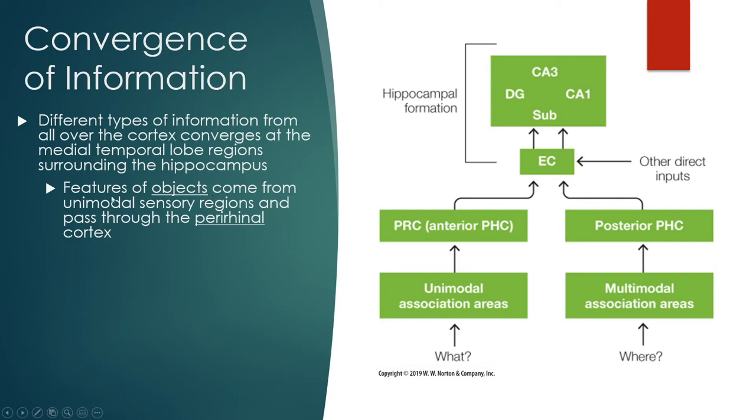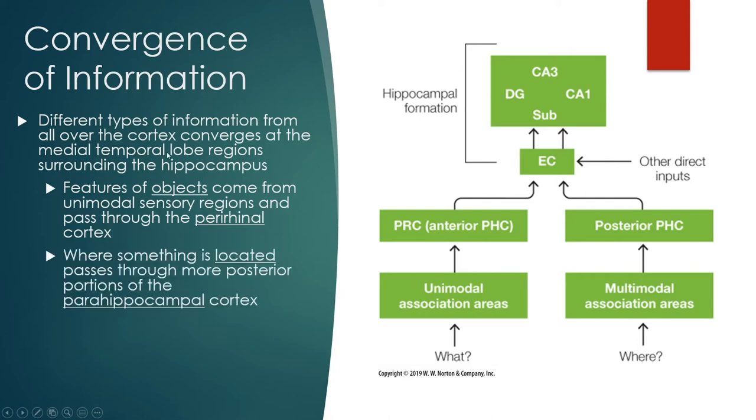So because the perirhinal cortex is on this ventral stream, this what pathway, it's really good at recognition of features and objects. The other side of things, the dorsal stream, the where pathway, is locating things in space, right? And these things are all coming into the parahippocampal cortex. This is situated more posterior in the medial temporal lobe, closer to the parietal lobe, where a lot of this where pathway stuff is converging.